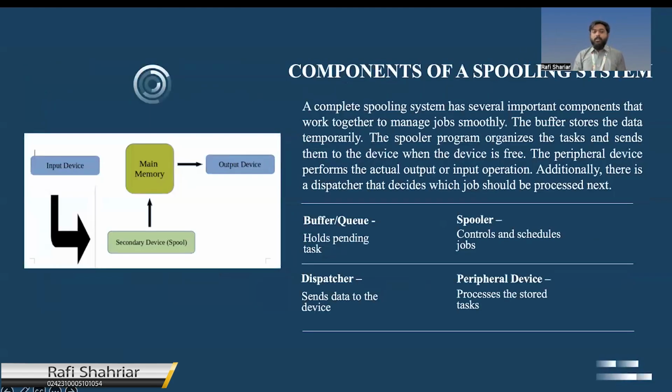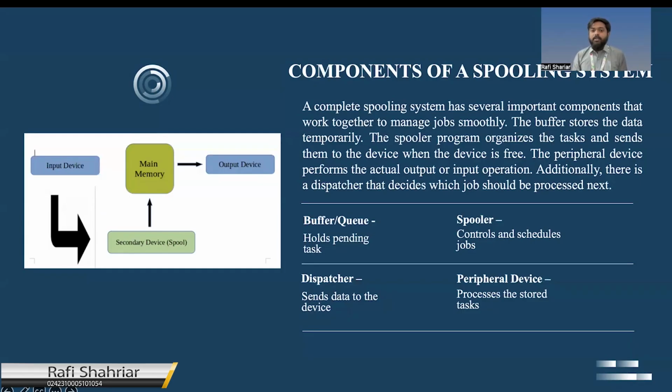Now, what are the most important components of spooling? Basically there are four components. One is a buffer or a queue, a spooler whose job is to control and schedule jobs, a peripheral device which processes the stored task, and also a dispatcher. A complete spooling system has several important components that work together to manage jobs smoothly.